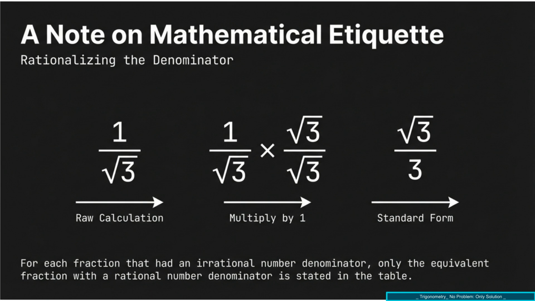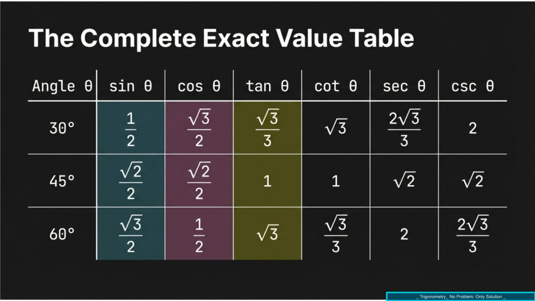A note on mathematical etiquette: ensure that the denominator is rationalized. This means converting fractions with an irrational denominator to an equivalent standard form. This table summarizes the complete exact values for 30 degrees, 45 degrees, and 60 degrees for all 6 trigonometric functions.